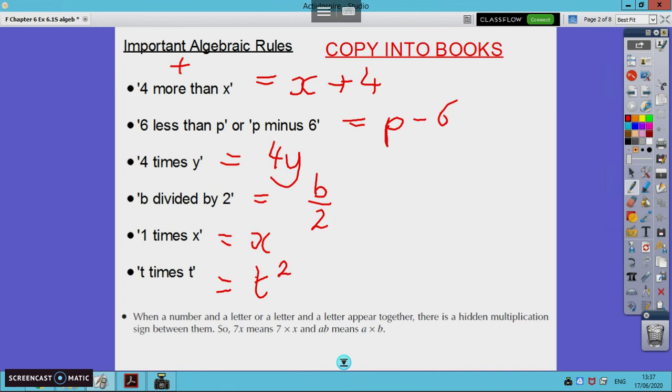Just a little note at the bottom: when a number and a letter, or a letter and a letter, appear together, next door to each other with no gap between them, there is a hidden multiplication sign between them. So 7x means 7 times x, and AB means A times B. That's a little extra note about these algebraic rules. Make sure you copy these into your books. You can use your highlighter to put a little highlighted box around them to make sure they stand out.